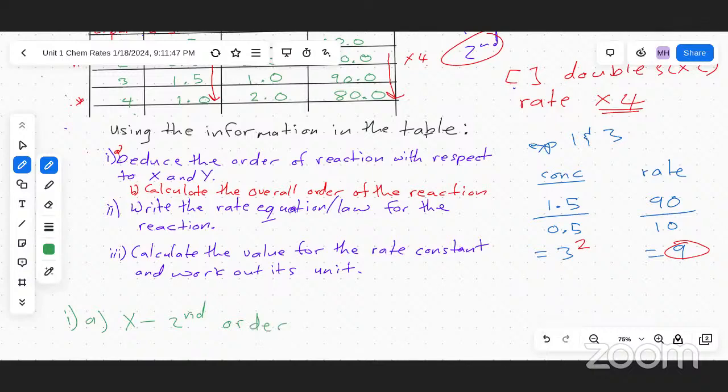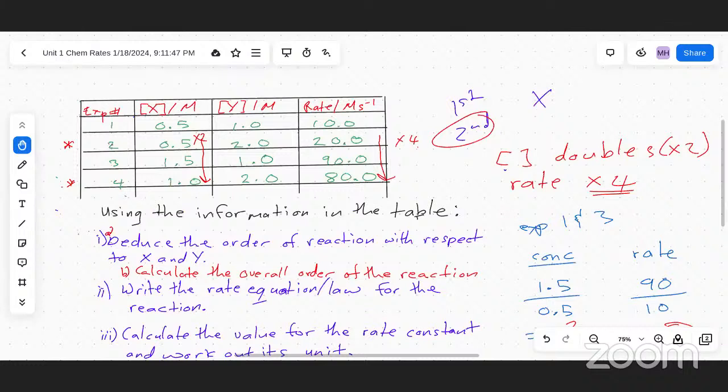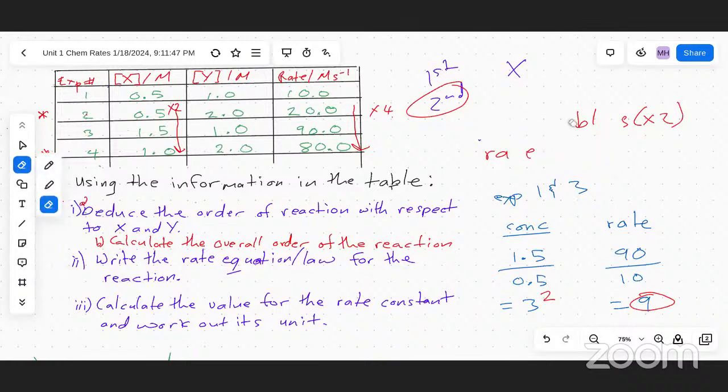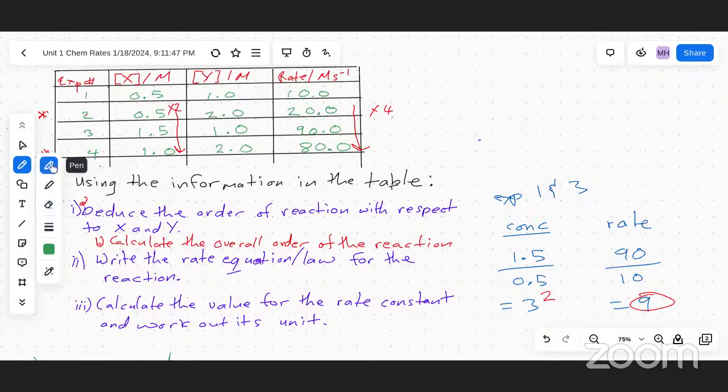All right, in terms of Y, what is the order of the reaction? First order. First order, that is correct. Which 2 experiments did you use for compound Y? 1 and 2. All right. So in 1 and 2, let me just erase this.